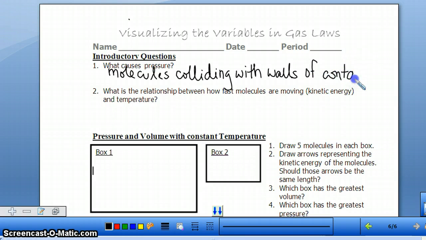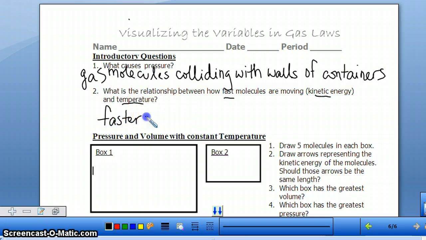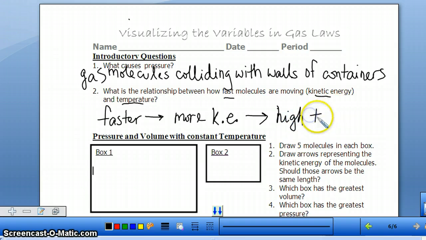And since these are gas laws, we're specifically talking about gas molecules. So maybe add that in. And we've talked about temperature before, and we know that when we have molecules moving faster, they have more kinetic energy, which means they have a higher temperature. So faster means more kinetic energy, which means high temperature.